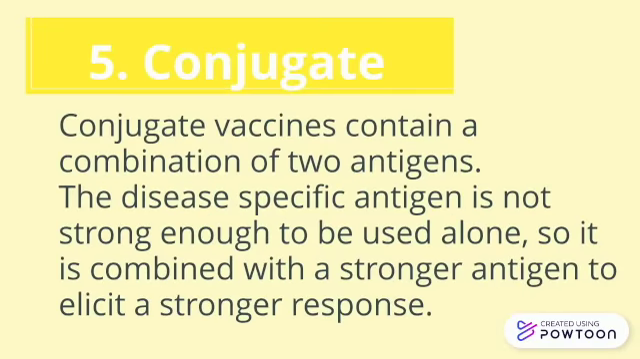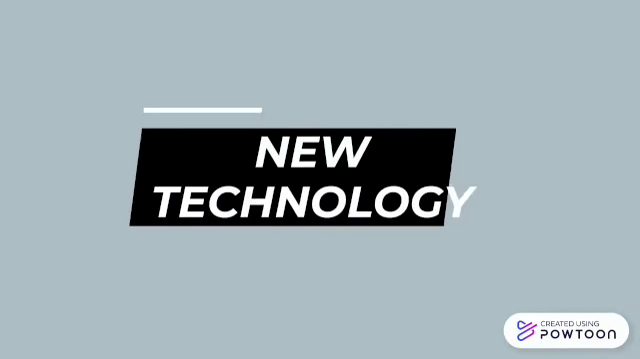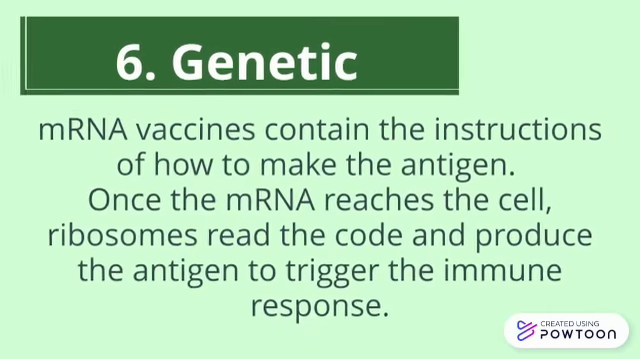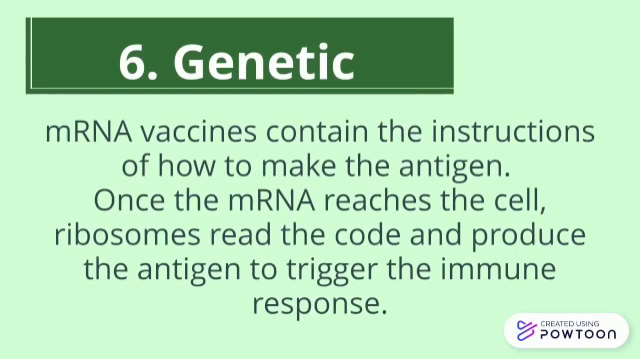Conjugate vaccines contain a combination of 2 antigens. This is used when the disease-specific antigen is not strong enough to be used alone, so the combination creates a stronger response. Now on to the newer vaccines. mRNA vaccines contain the instructions of how to make the antigen. This means they tell your body to make the antigen that triggers the immune response.